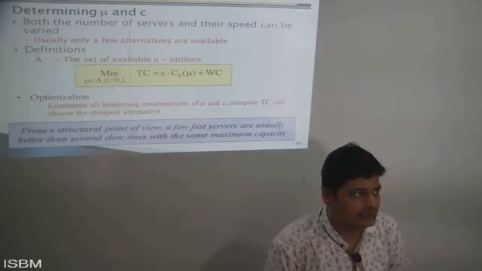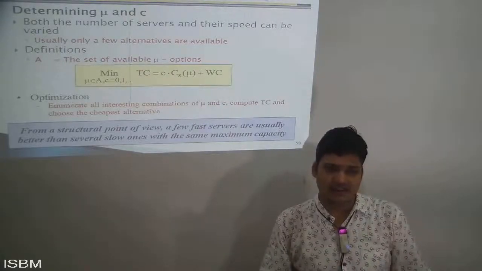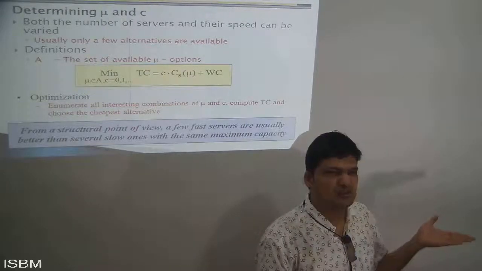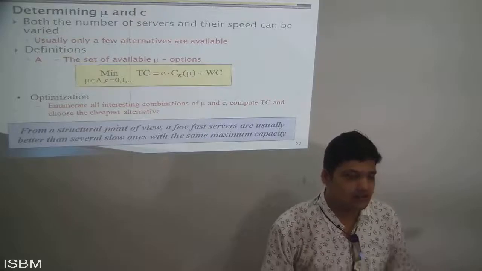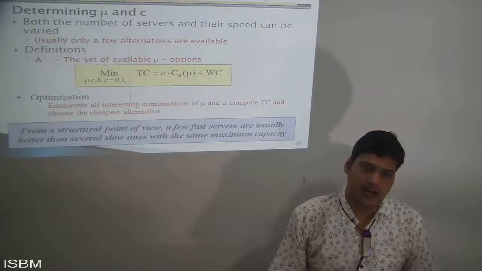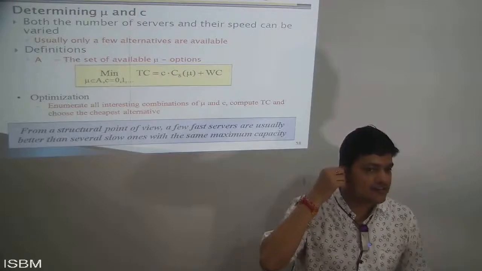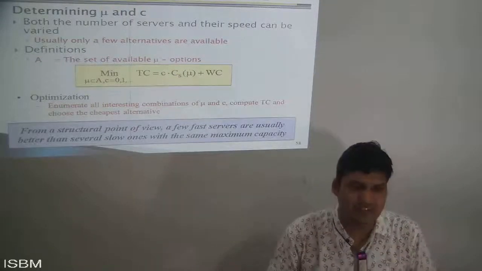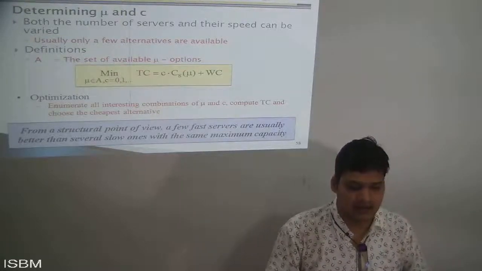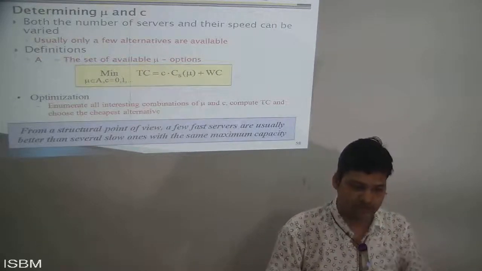Determining mu and C, both. The number of servers and their speed can be varied. Obviously the number of servers can be varied, and their speed sometimes might vary because of some issue, or a server may be down. We have seen many times at the reservation counter that the server was down, so we were not getting the ticket at the particular time. So the server speed may be down; it depends on the speed of the net. Speed can be varied. Usually only a few alternatives are available.